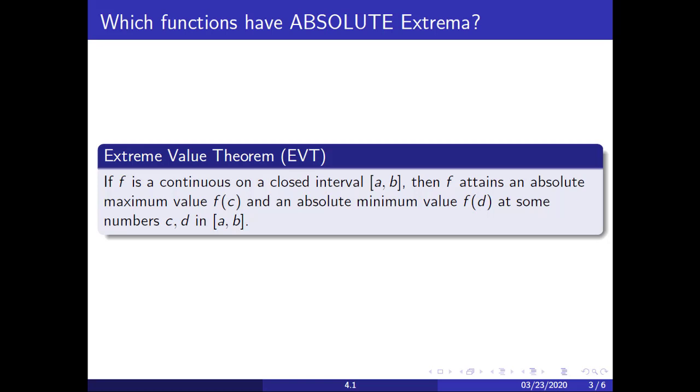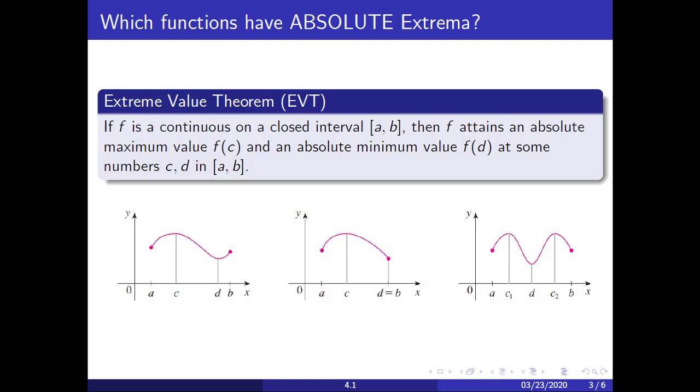For example, consider the following graphs, all of which are continuous and defined on a closed interval. In the graph on the far left, we see that both the absolute maximum and absolute minimum occur in the middle of the interval. In the center graph, the absolute maximum occurs in the middle of the interval at the point c. However, the absolute minimum occurs at the right endpoint of the interval.